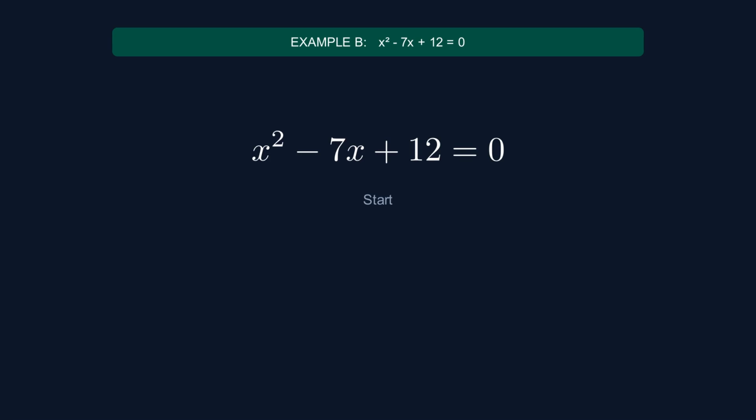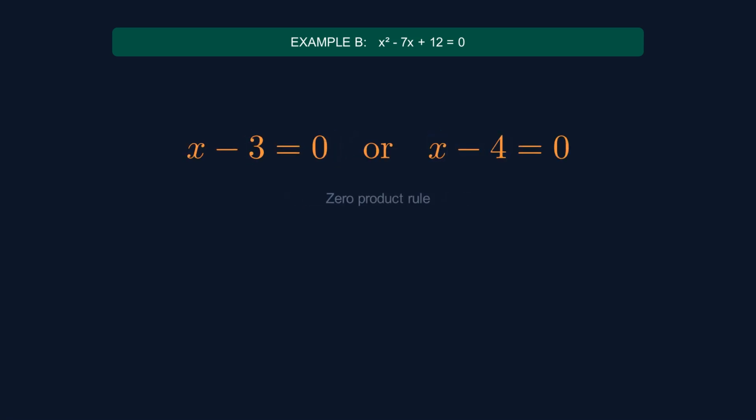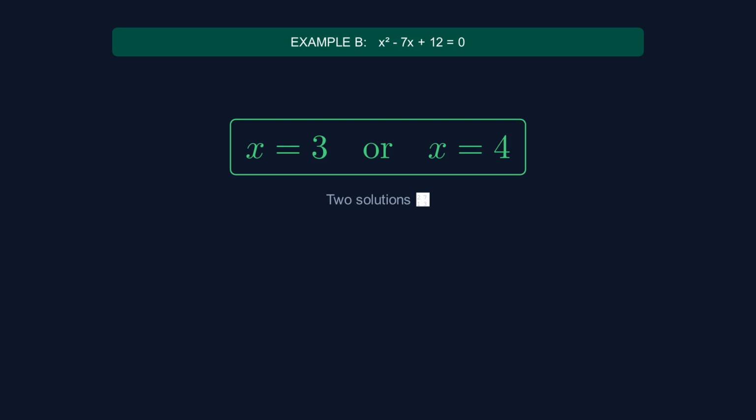Example 2, x squared minus 7x plus 12 equals 0. So it already equals 0. Then we factorize. We apply the zero product rule. And then we solve for x. Always remember to substitute your values back in to confirm your answer.